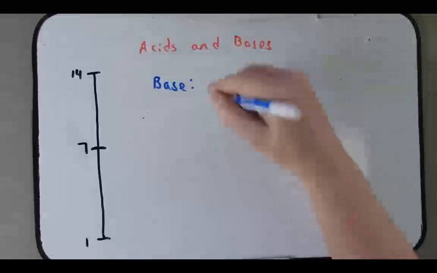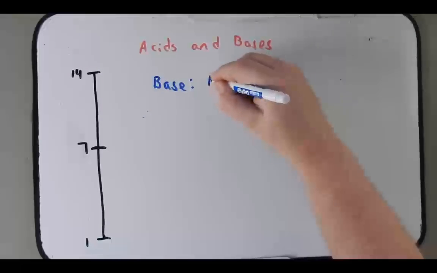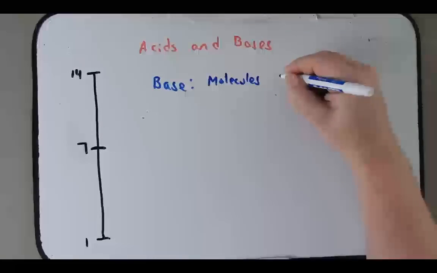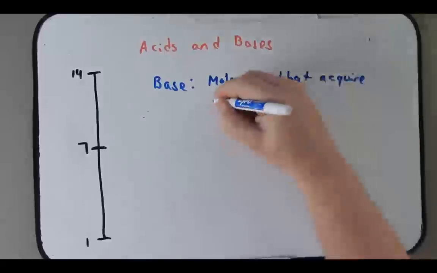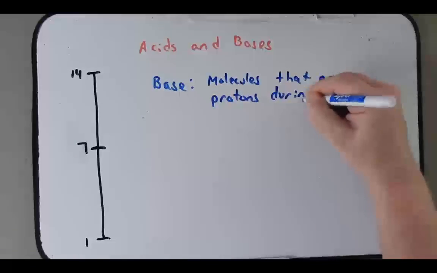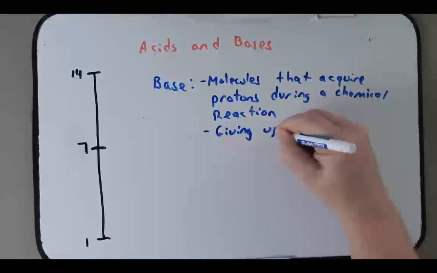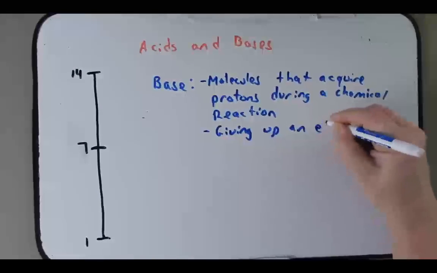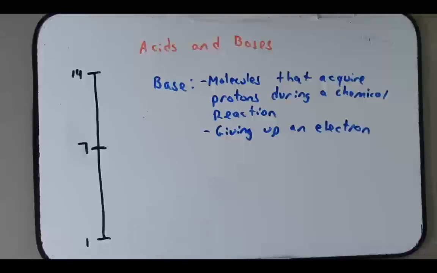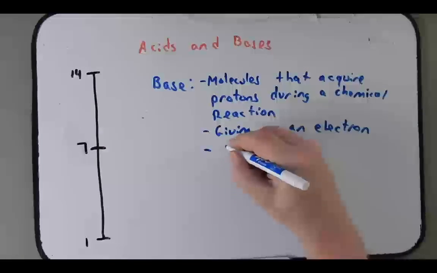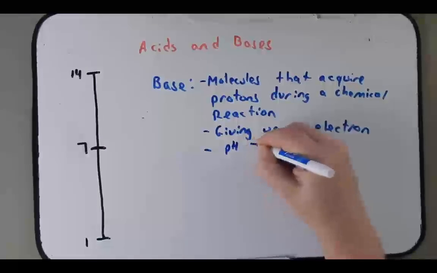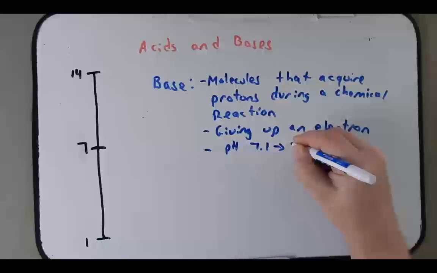We could define bases as molecules that acquire protons during a chemical reaction. You could also think of them as giving up an electron during the chemical reaction. A basic molecule will be in that pH range of 7.1 to 14.